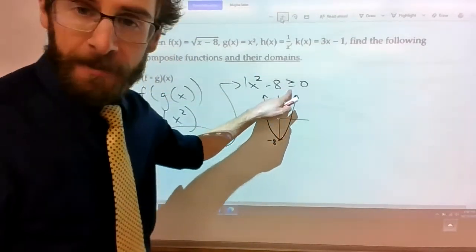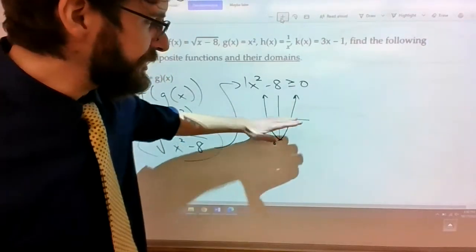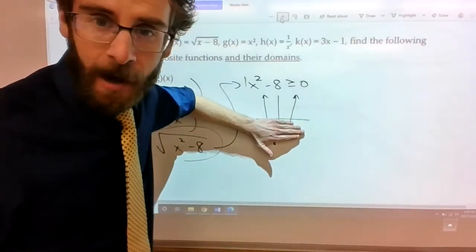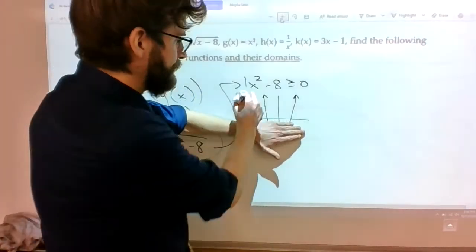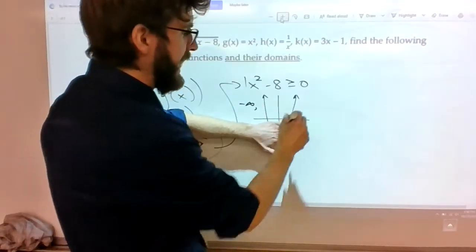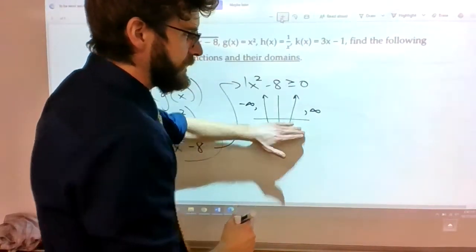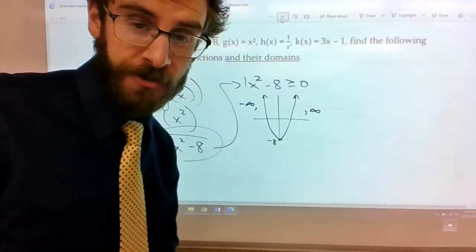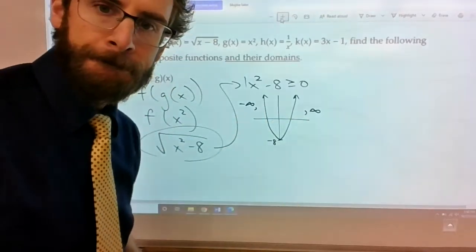Where is this parabola greater than or equal to 0? That's asking the question, where does our parabola exist above the x-axis? Well, it's from negative infinity to this 0, and then it's this 0 to infinity. So we don't even really need to test our intervals. We just have to find the zeros and then plug them in right there.